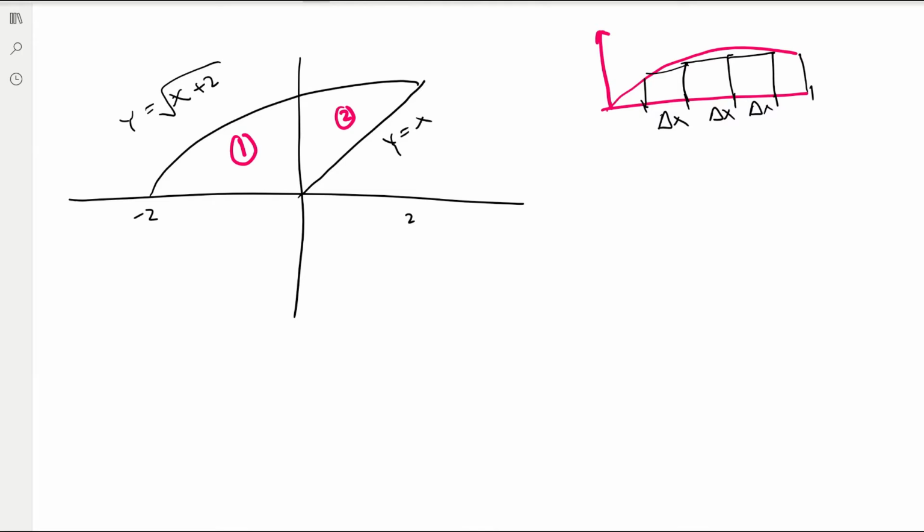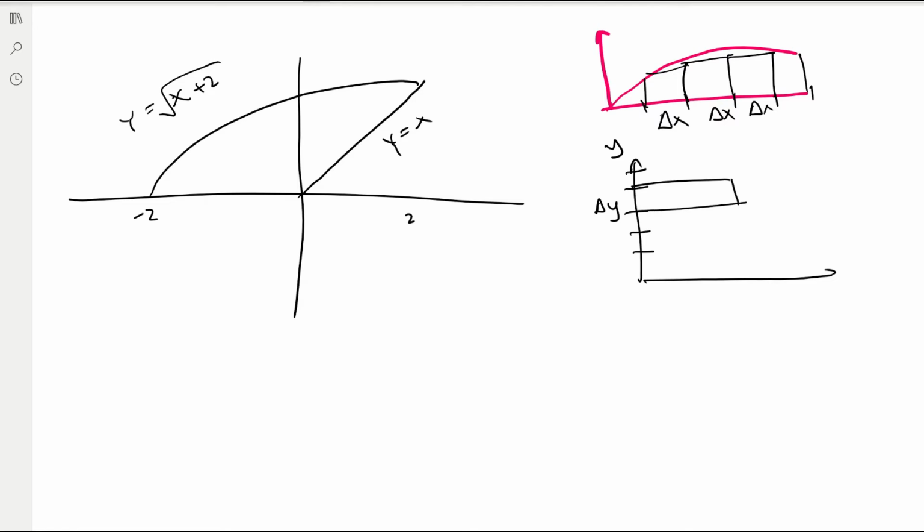Now here's a different way to think about this. Rather than setting up those rectangles vertically, what if we divided the y-axis instead? We partition the y-axis into several parts, and instead of the width being delta x, it's now delta y, and we use horizontal rectangles to find the area under a curve, right? So we can do the same, no problem. We can use that technique to find the area in this region.